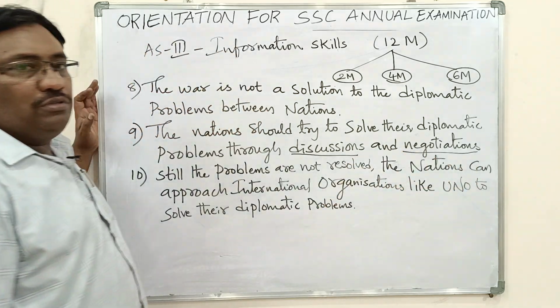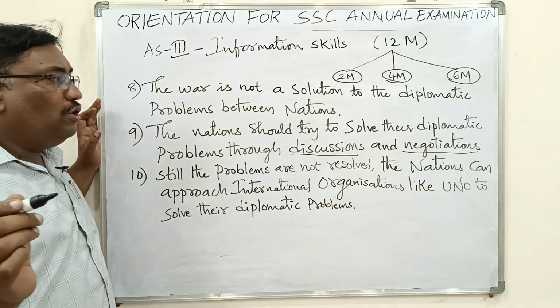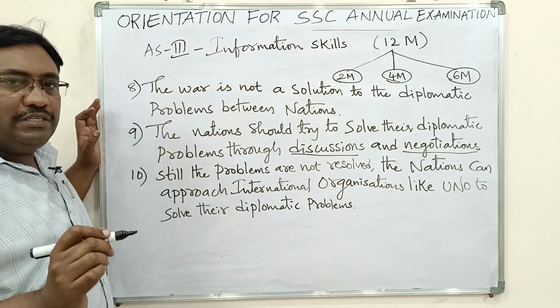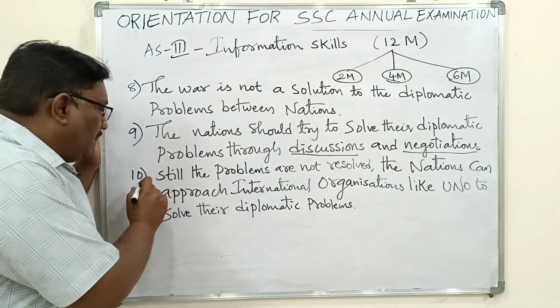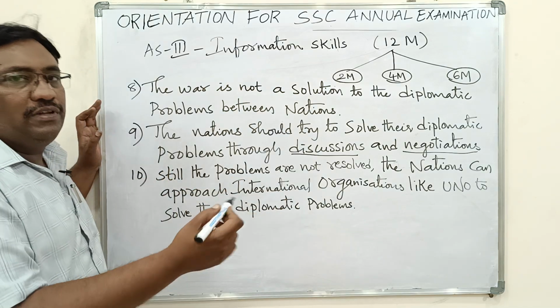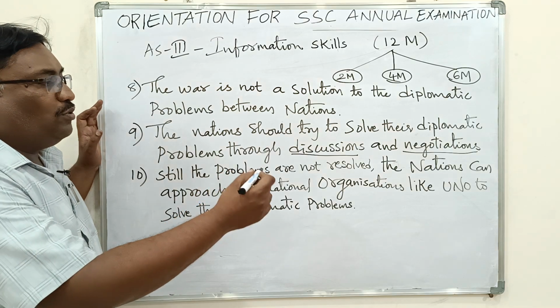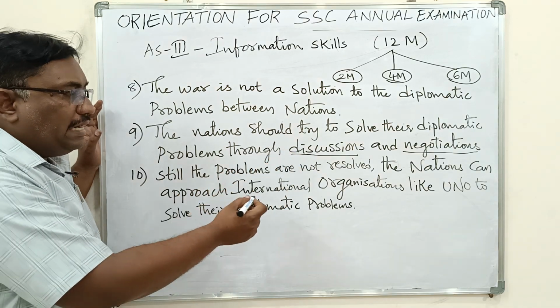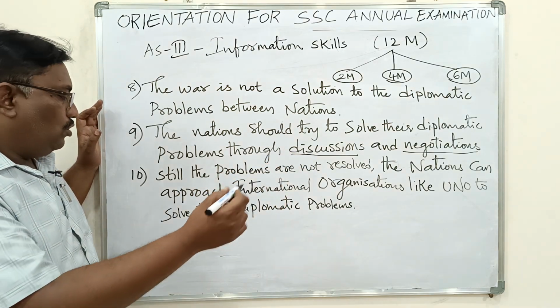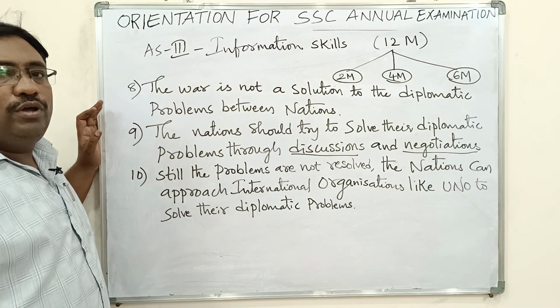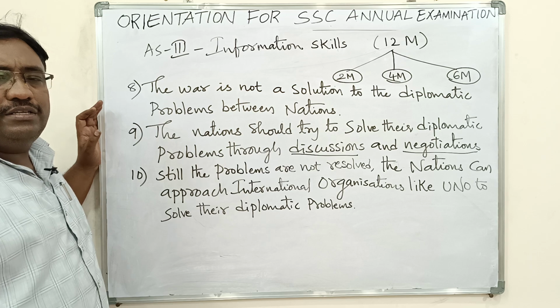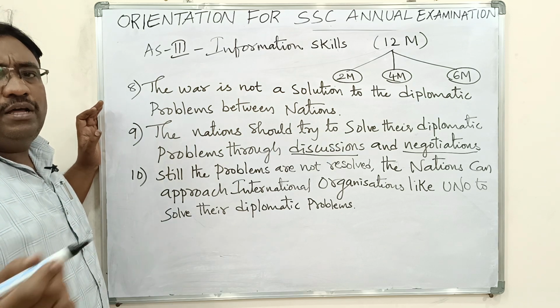First, to solve the problems, they have to do the discussions, and through negotiations they have to try to resolve their issues. If, the 10th point, the problems are still not solved after the discussions and negotiations, the nations can approach international organizations like UNO to solve their diplomatic problems. The countries can approach the UNO. UNO means United Nations Organization, where they can solve the problem, right?